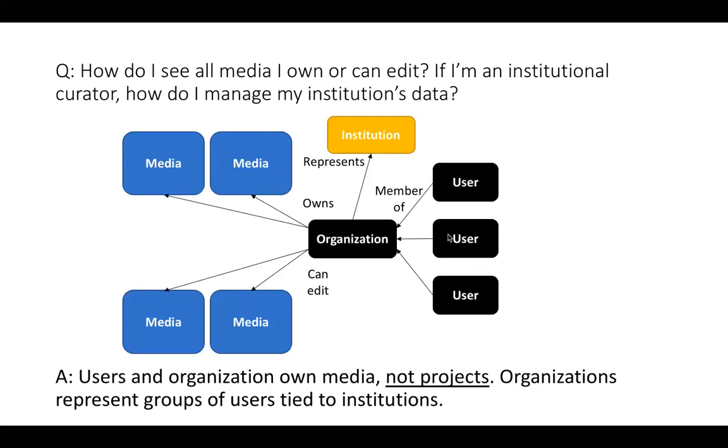The reason why we still have organizations and institutions is because not all institutions will have users on the site representing them. So you may have a museum where there are no users on the site affiliated with that institution. Those media, the specimens, are still associated with the institution, but if a user joins and has control over that institution's media, then they will form a user group known as this organization. And organizations own media just like users.